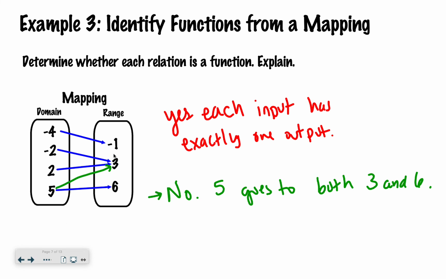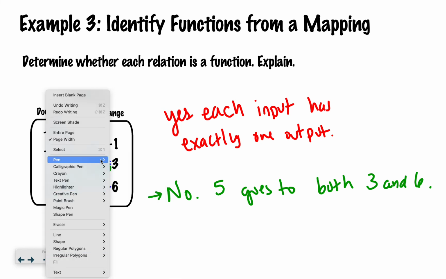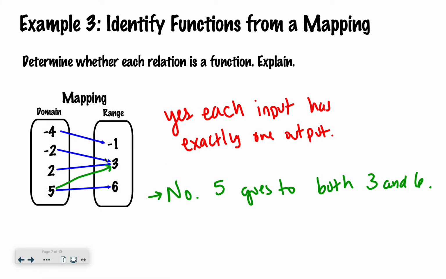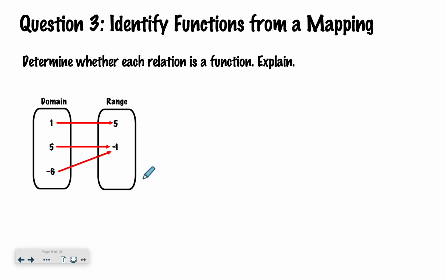If there wasn't a green arrow, the answer would be yes, because each of these numbers in the domain goes to exactly one number. And sometimes students will get confused, and they'll say, but -2 goes to 3 and +2 goes to 3. Is that a problem? And the answer is no, it's not a problem, because we only care that none of the domain numbers repeat. The range numbers can repeat, okay? Just not the domain.